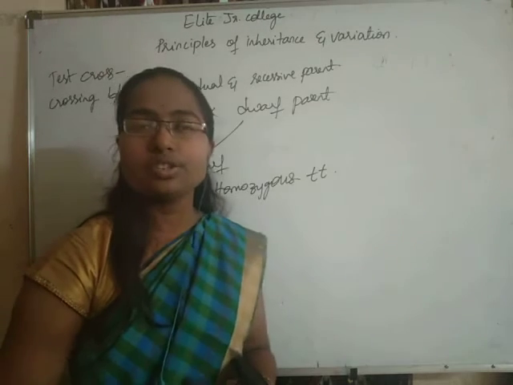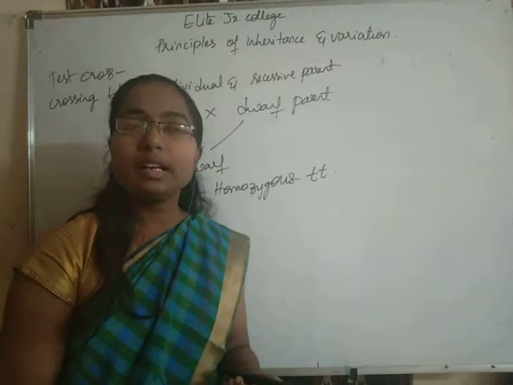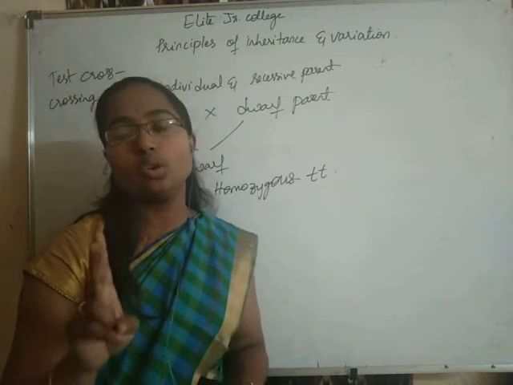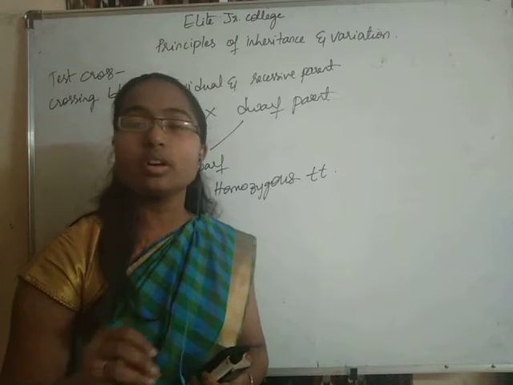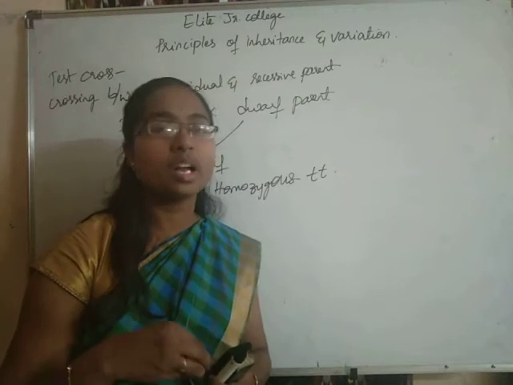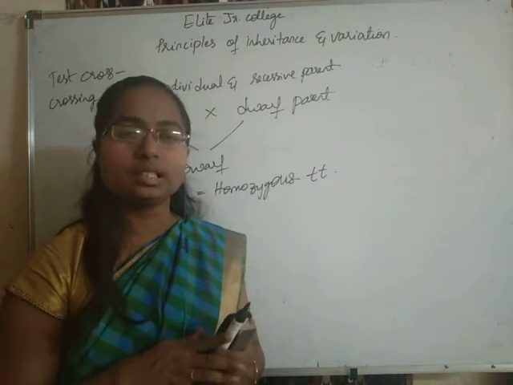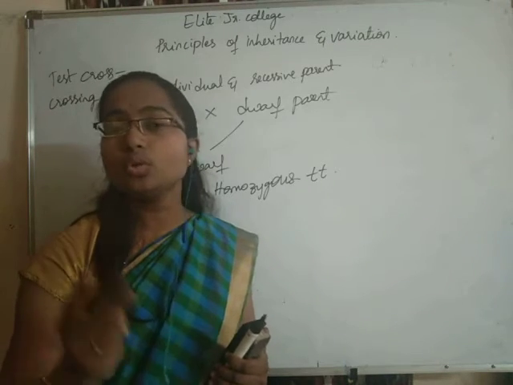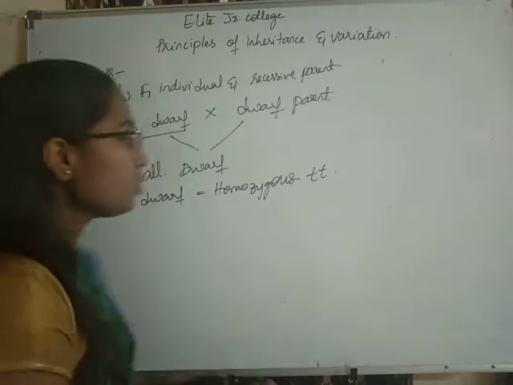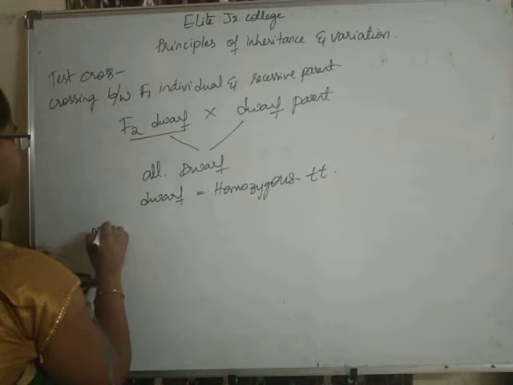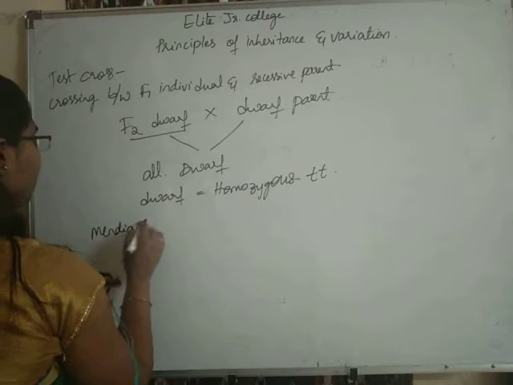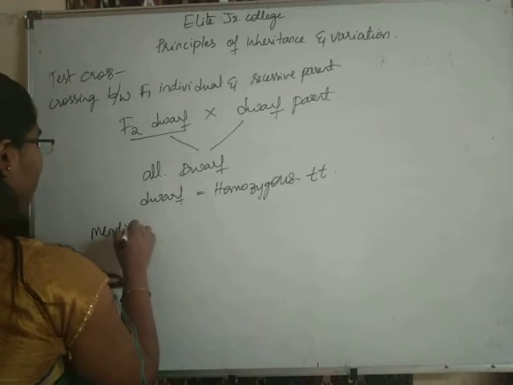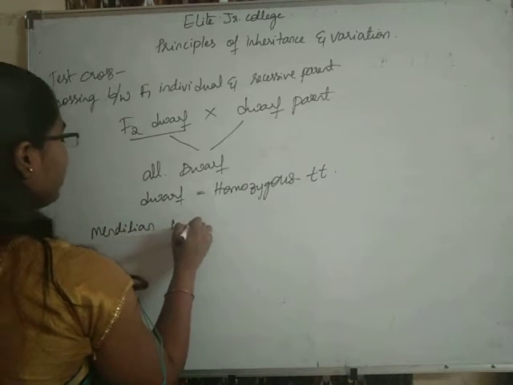From all these observations, Mendel proposed two laws of inheritance based on his observations on a monohybrid cross, where only a single gene is considered. By considering a single gene, Mendel proposed two laws of inheritance. They are called the Mendelian laws of inheritance.